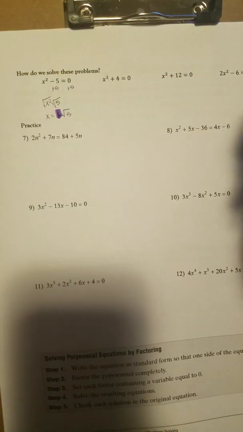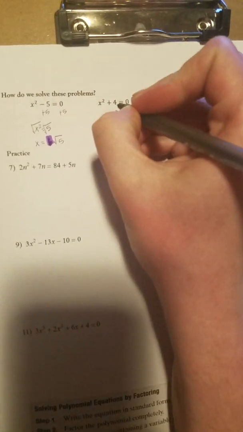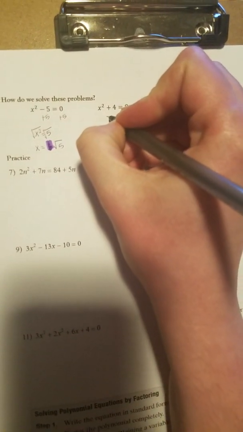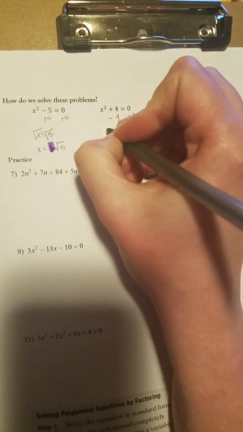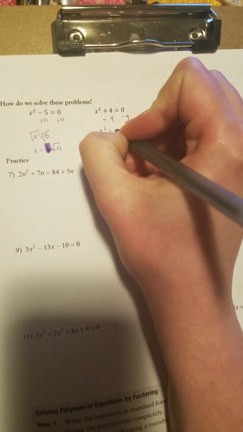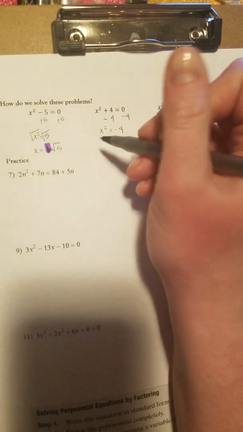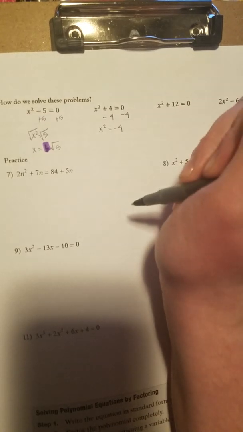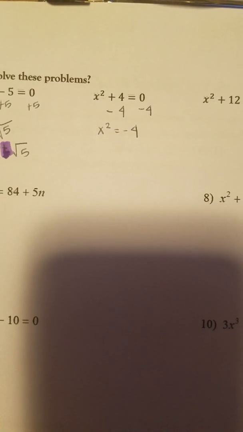Okay, now we have x squared plus 4 equals 0. We're going to do the same thing. We're going to subtract 4 on each side. X squared equals negative 4. Okay, our x squared is by itself. Our negative 4 is by itself. We have everything that we need on one side, right? But now we need to square root both sides.